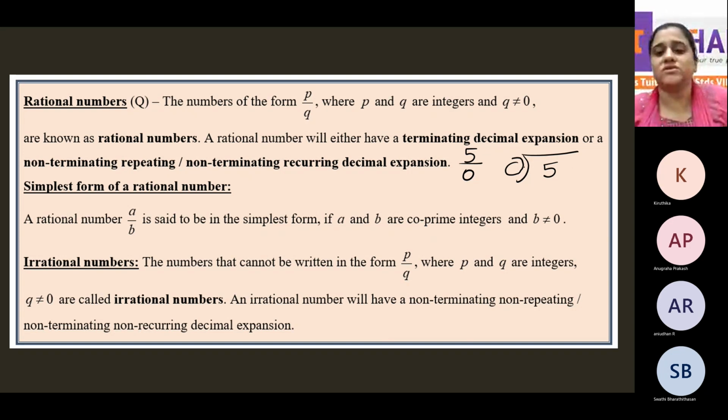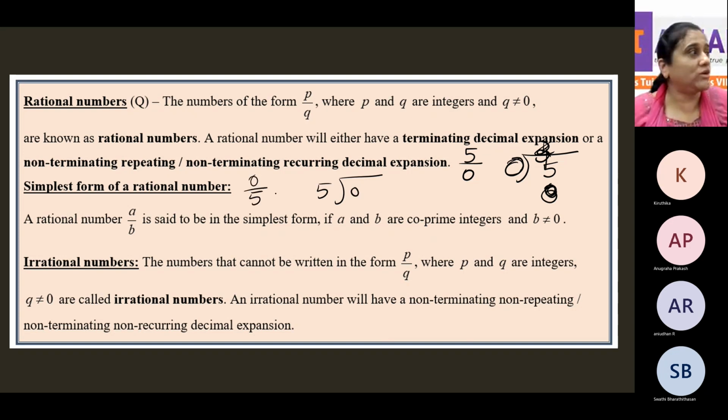Now let's divide. 0 ones are 0. 0 twos are 0. 0 threes are 0. 0 fours are 0. But you try this one, that is 0 by 5. Let's try to divide 0 by 5. So 0 is the dividend, 5 is the divisor. 5 zeros are 0, remainder 0. Finished. 5 ones are 5.